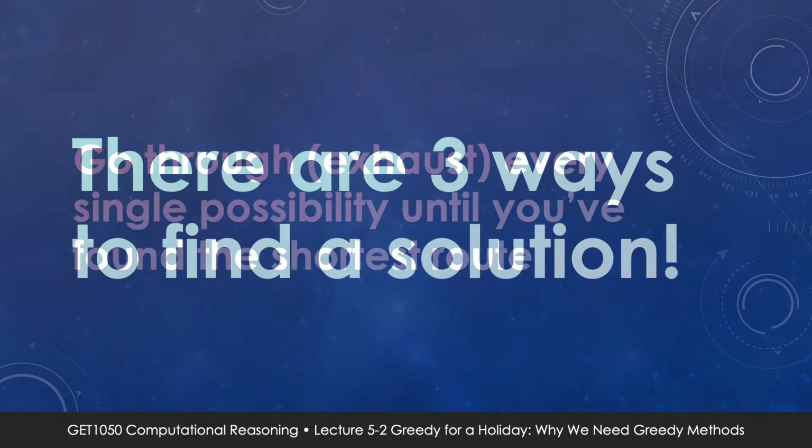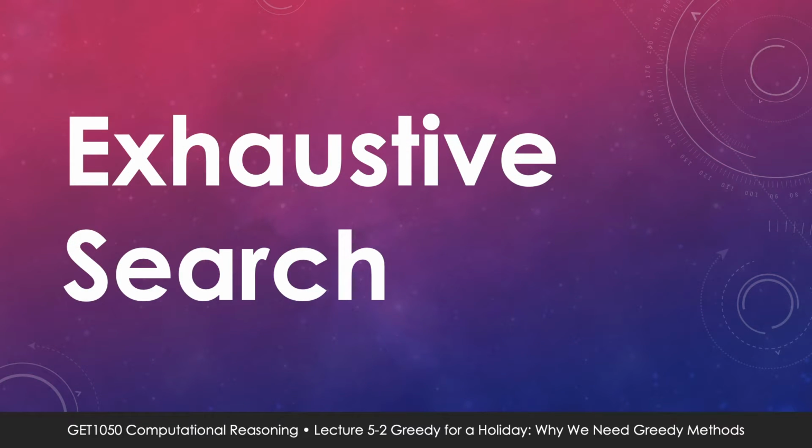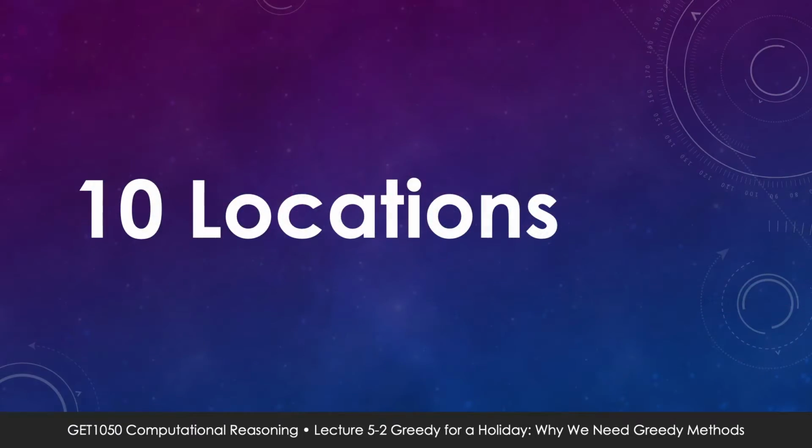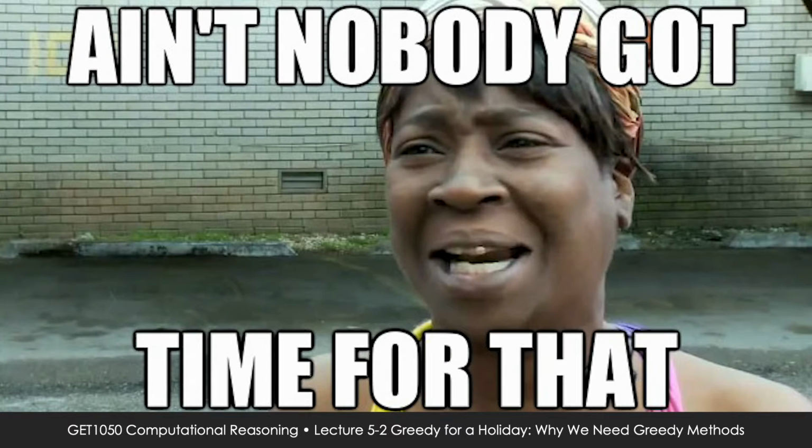One way would be to exhaust every possibility until you found the route with the shortest distance. This is known as the exhaustive search method. You could do this if the scale was much smaller, but for this problem you have 10 locations. That's 10 factorial, which is 3,628,800 possibilities. Ain't nobody got time for that. By the time you're done planning, you don't need to cross the causeway for a holiday. The weekend is over and you need to go back to school.